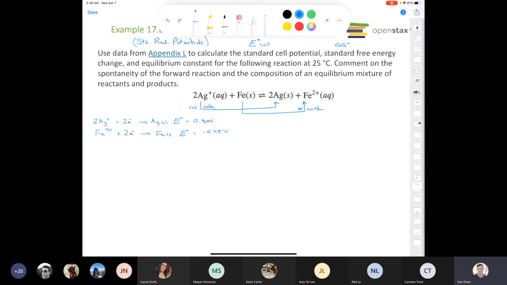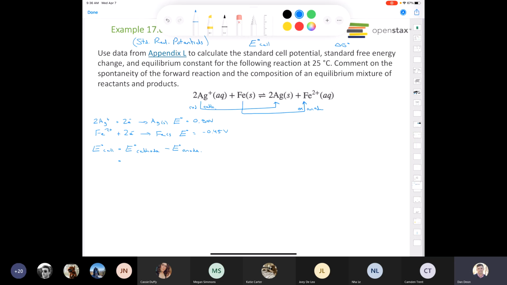Anyhow, how do I calculate the standard cell potential? Standard cell potential is equal to the standard reduction potential of the cathode minus the standard reduction potential of the anode. This is a formula I would recommend memorizing.